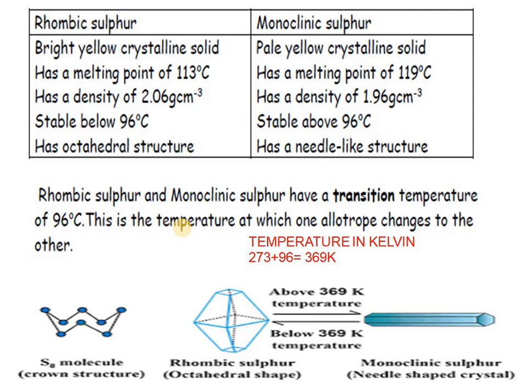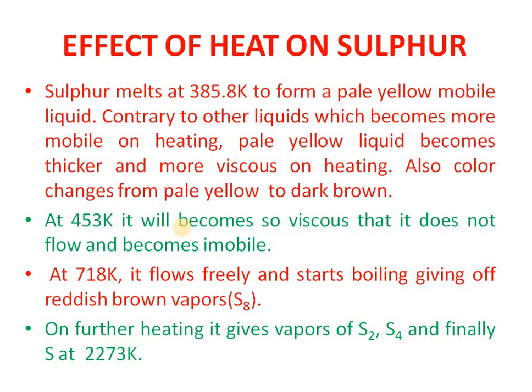So what is the transition temperature? The temperature is 96 degrees Celsius. If you increase the temperature, then rhombic sulfur will change to monoclinic. If you decrease the temperature, then monoclinic will change to rhombic. This is the transition taking place between the two allotropic forms of sulfur, which are crystalline in nature. Now this is one of the important topics specified in the syllabus also: effect of heat.